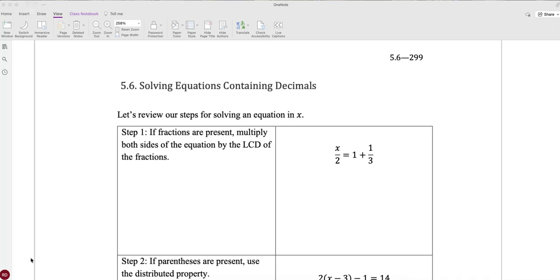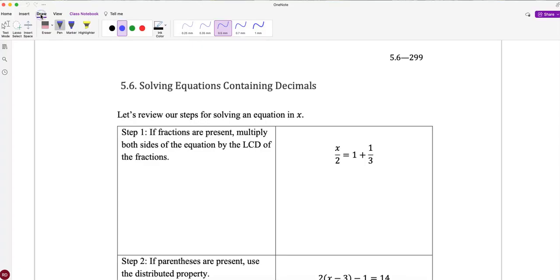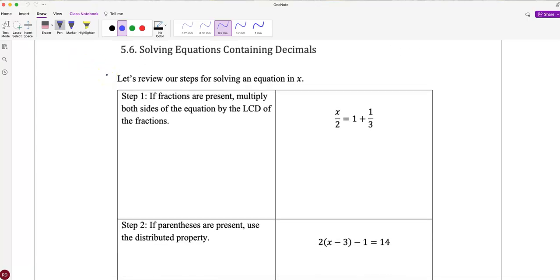So pre-algebra, I'm not here today, so you'll need to do this lesson and pretend that I'm here. This is a big lesson, solving equations containing decimals, but we're also reviewing other ways we've done solving equations. If I had to think of the biggest skill that you need to take when you leave this class, it's solving equations, getting ready for Algebra 1.